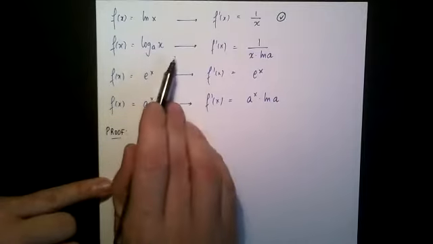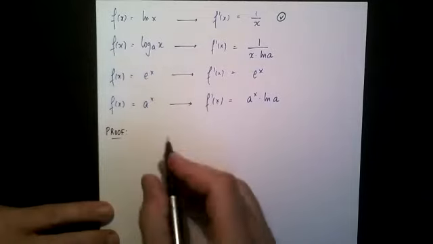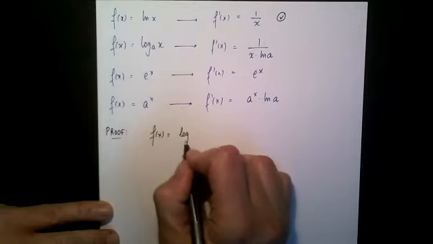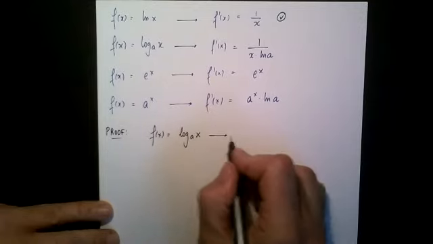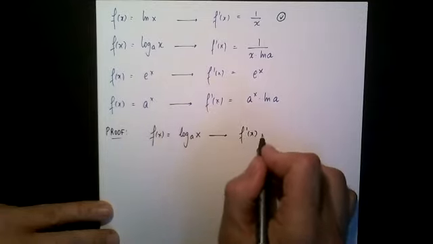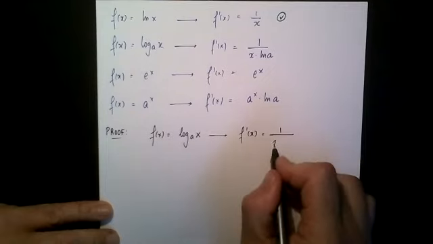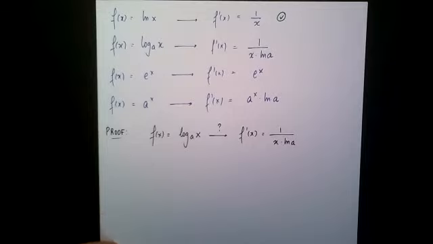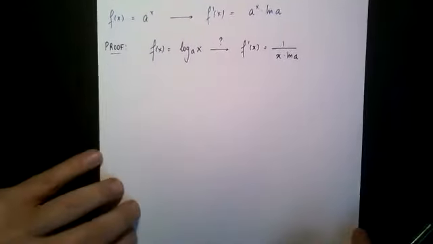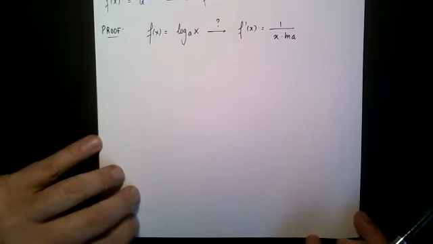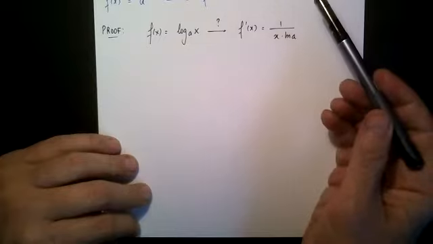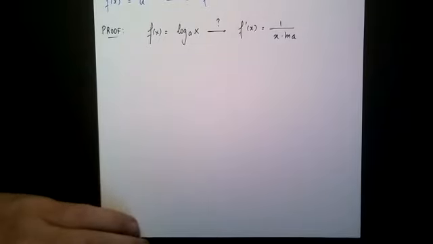So the first proof that I want to do is this one here, is that if f of x is equal to the log in base a of x, then f prime of x is 1 over x times ln of a. So this is what I want to prove. Okay, which is this one here. Okay, so the first proof that we did, that ln of x, the derivative is 1 over x, was pretty complicated because we used the definition.